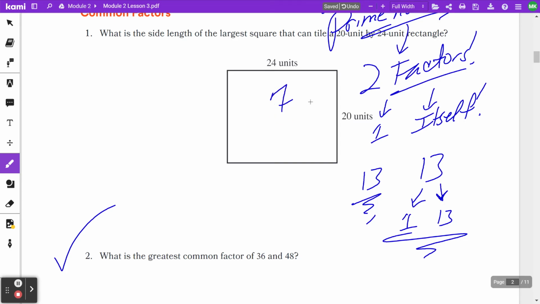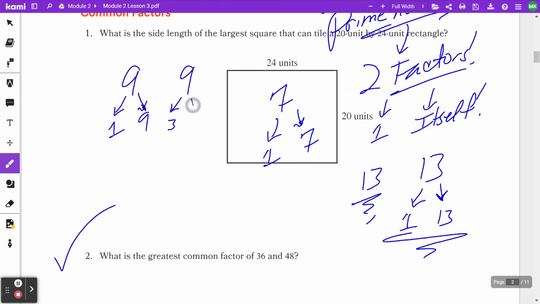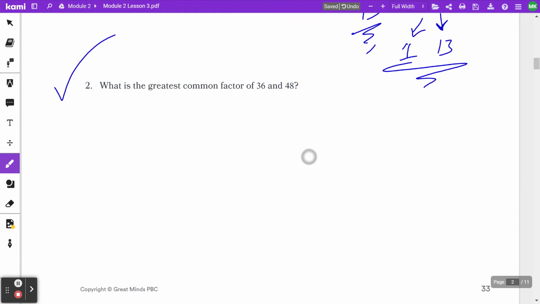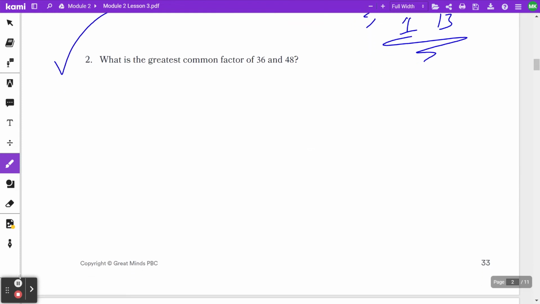So the number 7 would be prime because it has two factors, 1 and 7. The number 9 is not a prime number because other than 1 times 9, you also have 3 times 3. So we call those numbers composite numbers, and not prime. So these are composite numbers, and not prime numbers. We're going to concentrate on prime numbers.